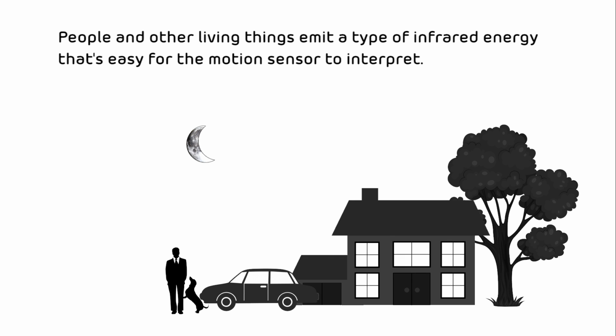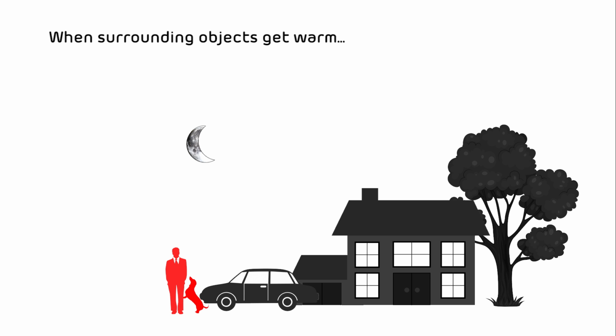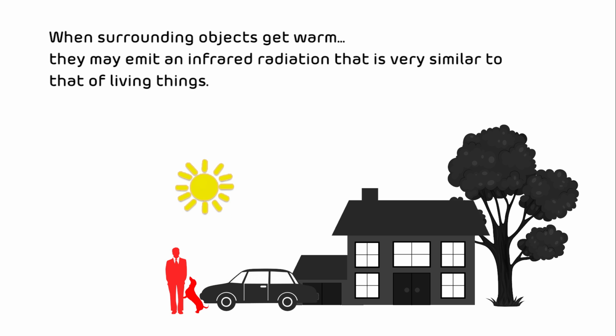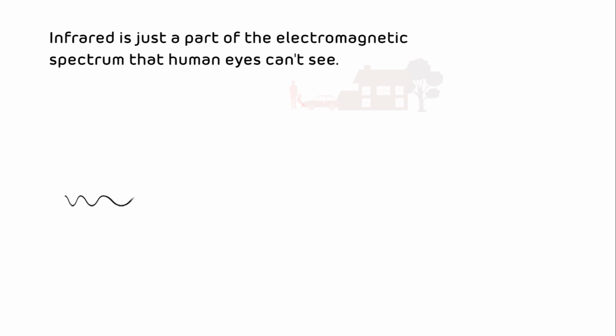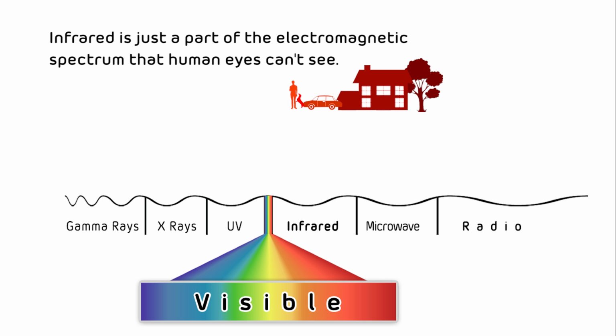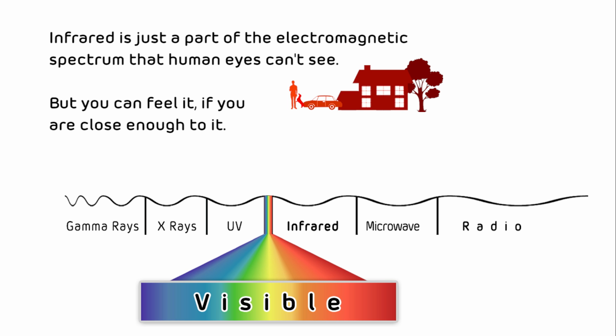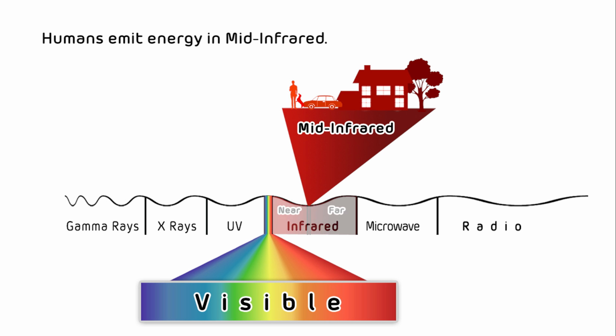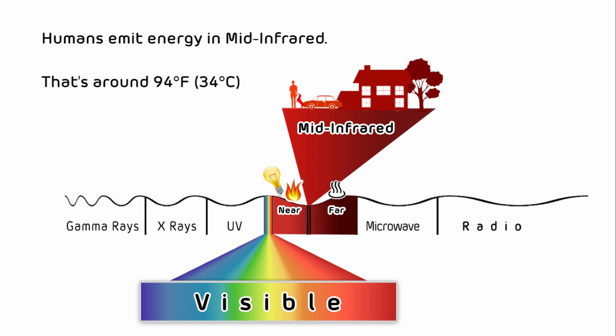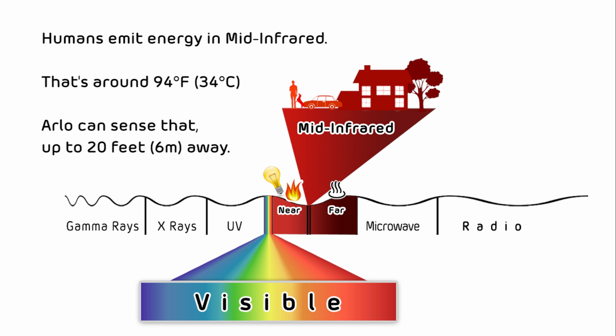People and other living things emit a type of infrared energy that's easy for the motion sensor to interpret. When surrounding objects get warm, they emit an infrared radiation that is very similar to that of living things. Infrared is just a part of the electromagnetic spectrum that human eyes can't see, but you can feel it if you are close enough to it. Humans emit energy in mid-infrared, that's around 94 Fahrenheit. Arlo can sense that up to 20 feet away.